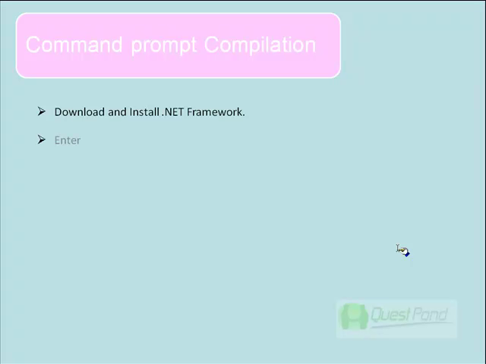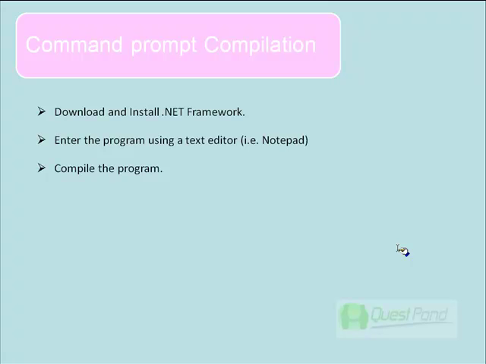The second step is to write a program in a simple text editor. In this video we are going to use Notepad to write a program, and after writing the program we are going to save it in the framework folder, which we get after the installation of .NET Framework, and save this file with a suitable name and the .cs extension.